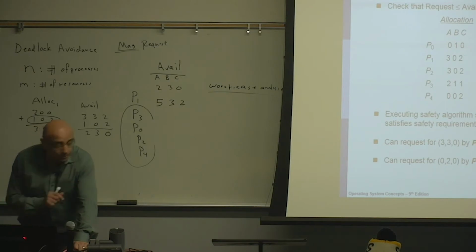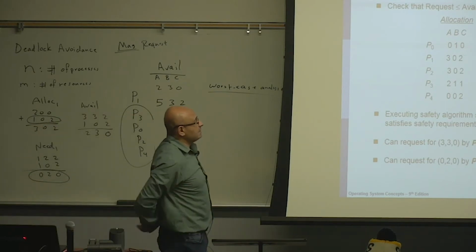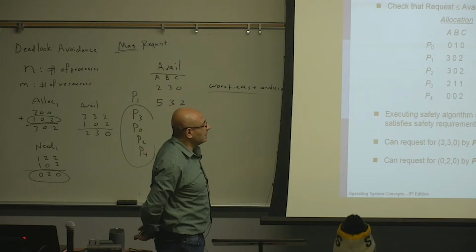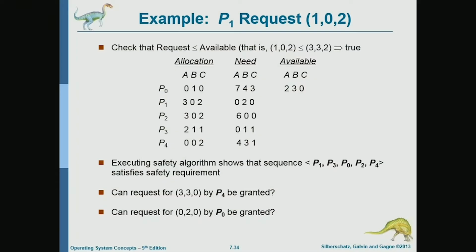Okay. So now we have this safe sequence and we satisfied the request. Now, what if P4 requests 330? Can we satisfy it or not? The answer here is easy. We don't have 330. We have 230, so we cannot satisfy this request.